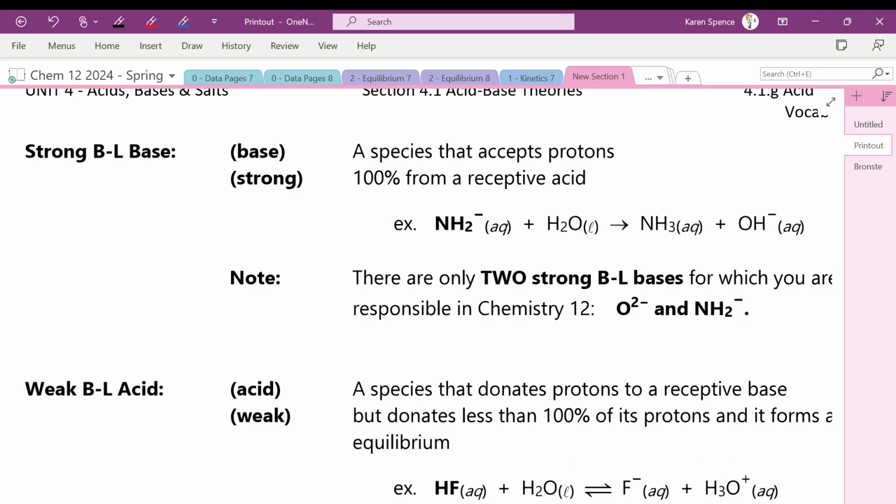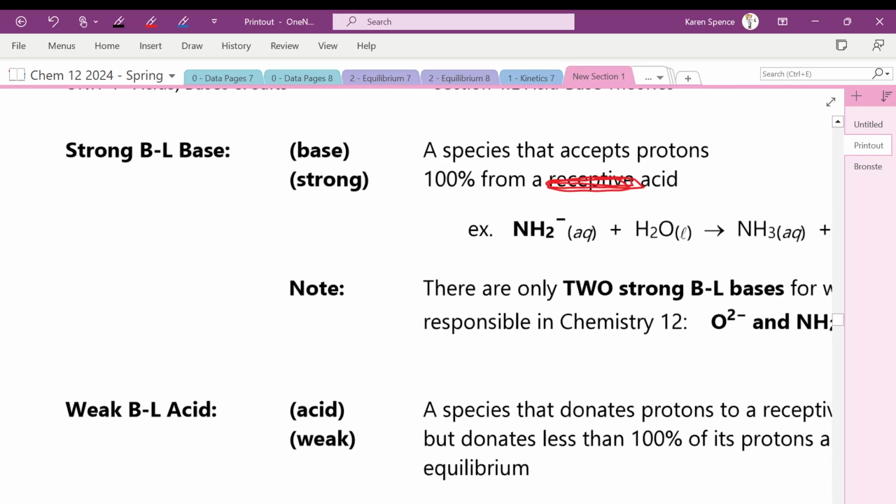It says strong Bronsted-Lowry acid, base, a species that accepts protons 100%. We're going to get rid of the word receptive because receptive means it will receive and acids do not receive. So we're just going to say 100% from an acid, okay?